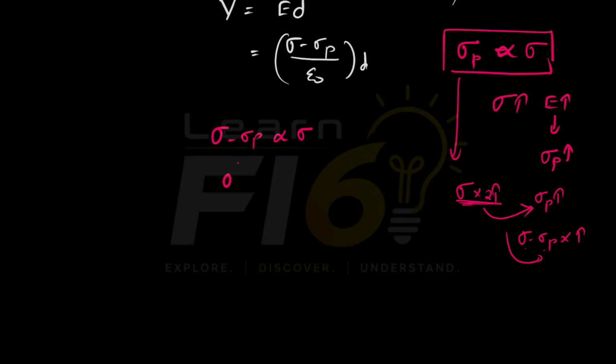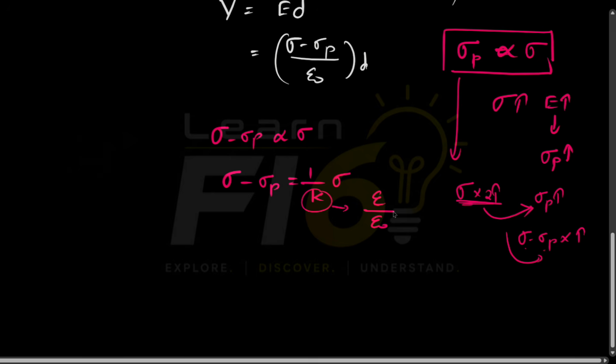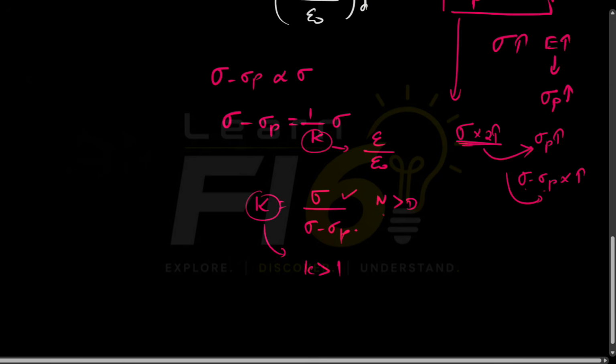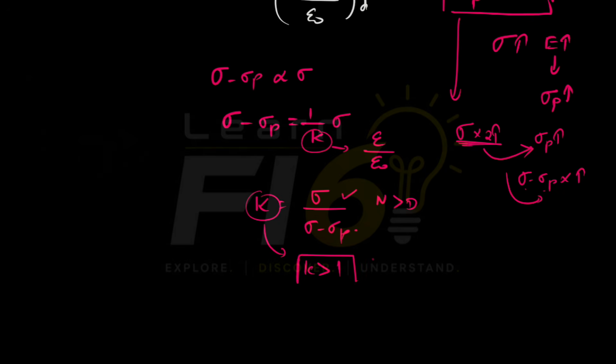To remove the proportionality symbol, I'm going to replace it with the proportionality constant, that is 1 by k. Here the k is called the dielectric constant. Its formula is given by epsilon divided by epsilon naught. It is the ratio of the permittivity of the given dielectric medium to the permittivity of free space. Just rearrange, so you will get k is equal to sigma divided by sigma minus sigma p. You can check the numerator value is greater than the denominator, so the result of division is always greater than 1. So we can conclude that the k value is always greater than 1.